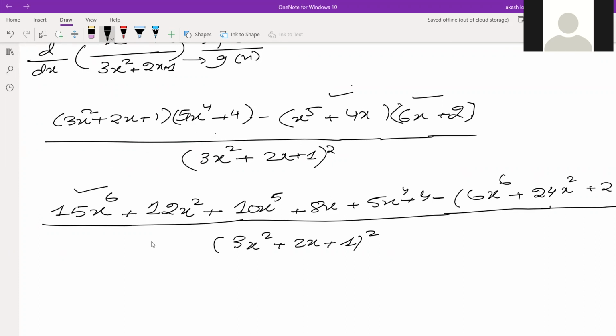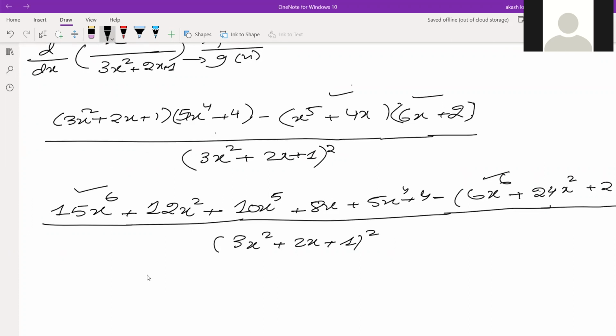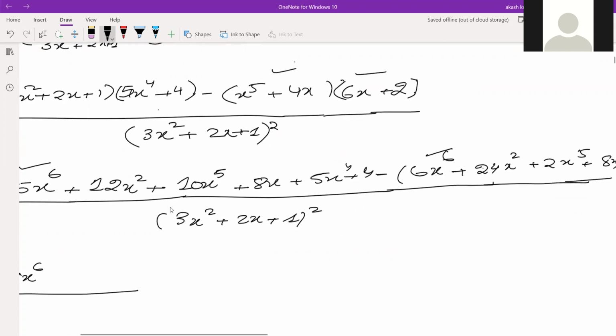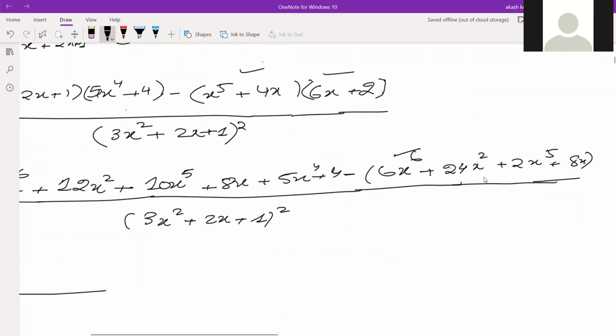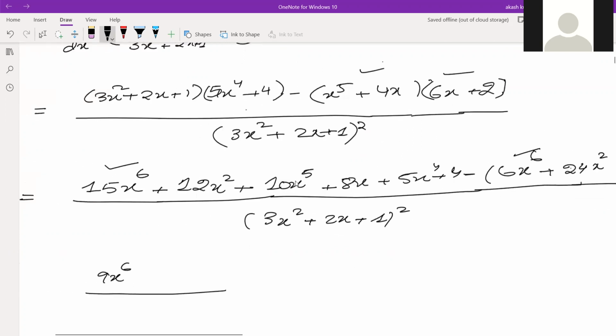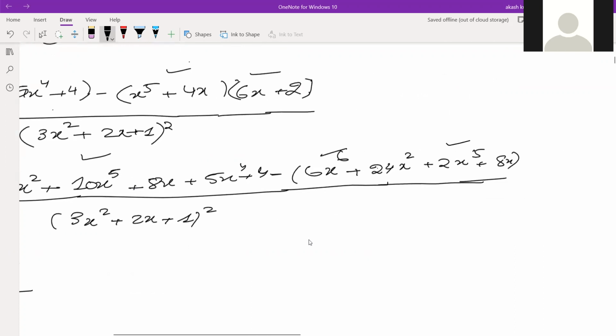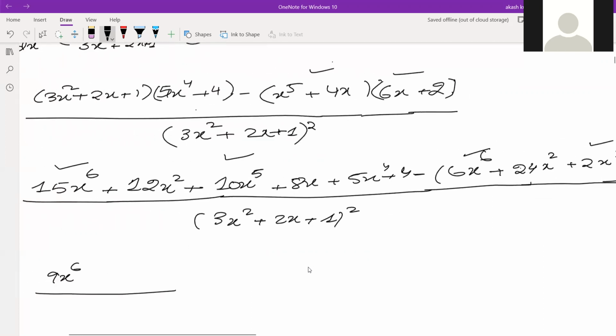15x^6 and minus 6x^6 will be 9x^6. Right? Then we have 12x square and plus 20. Let's move on to the x^5 terms. It is minus 2x^5 and 5x and 10x^5. So 10x^5 and minus 2x^5 will be 8x^5.